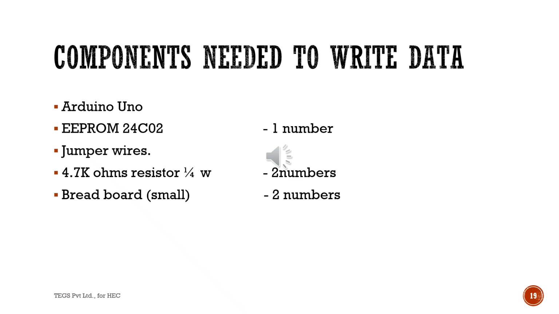Components needed to write data: Arduino Uno, 1 number; EEPROM 24C02, 1 number; jumper wires; 47 kilo ohm, quarter watt resistors, 2 numbers; breadboard small, 2 numbers.